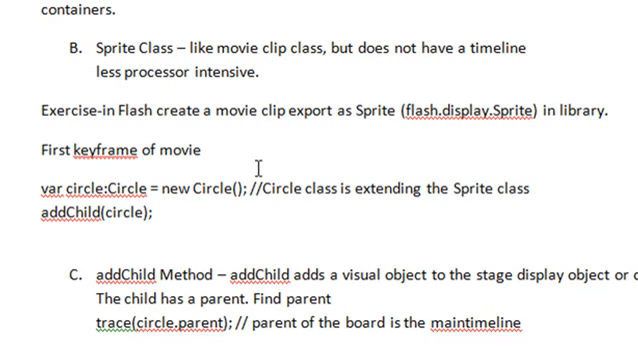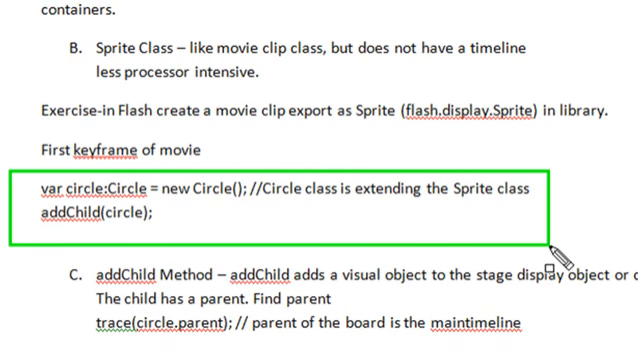And we're going to do a little example here. So let's do an example. We're going to write a little bit of code to create a circle, and we're going to instantiate that onto the stage, and then we're going to add that circle to the stage using addChild. Let's do that right now.